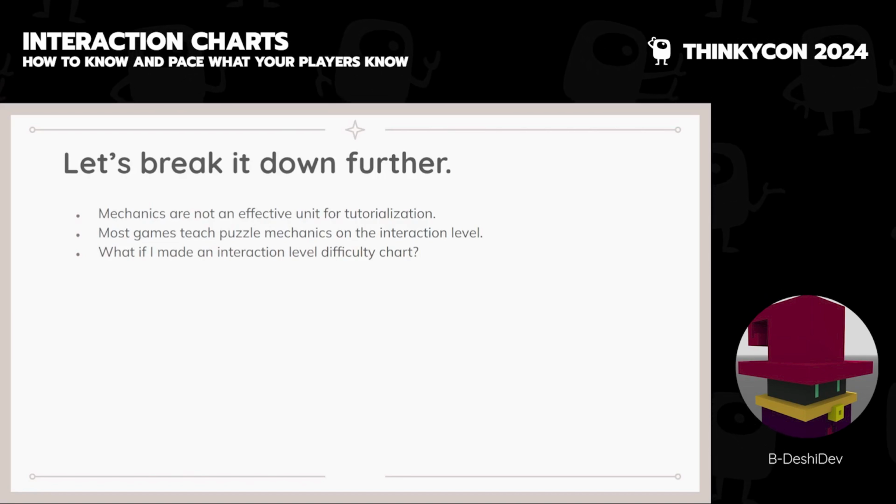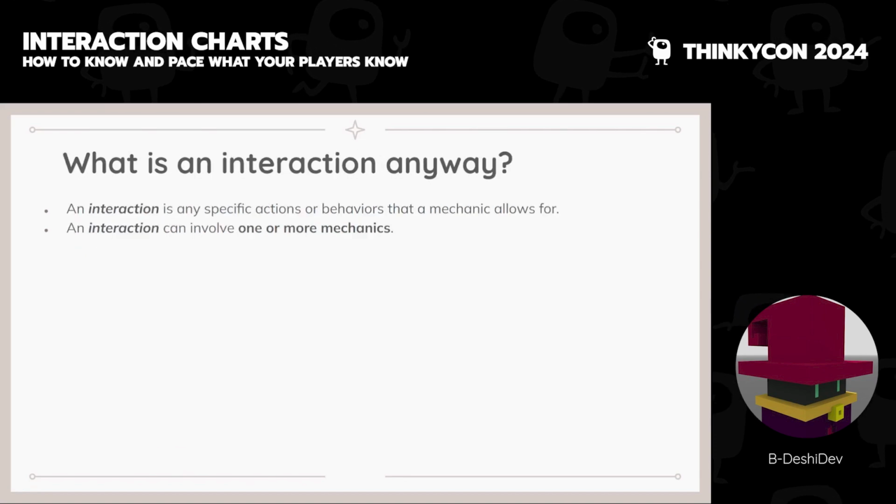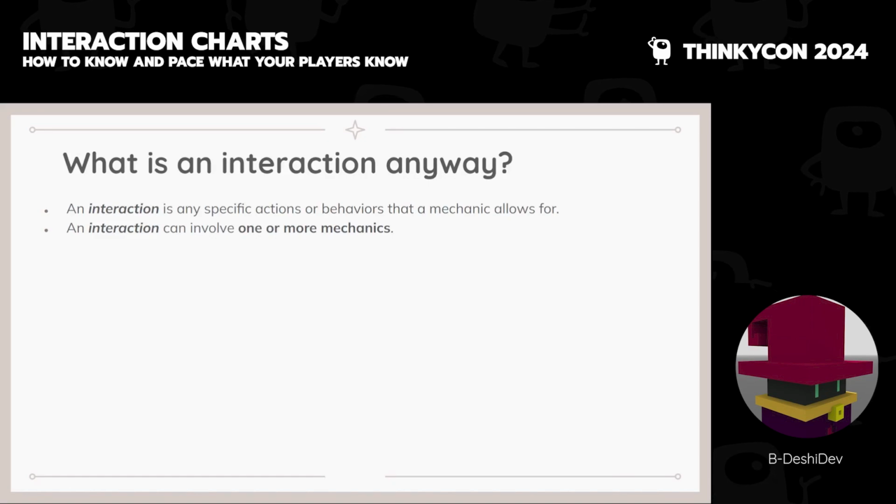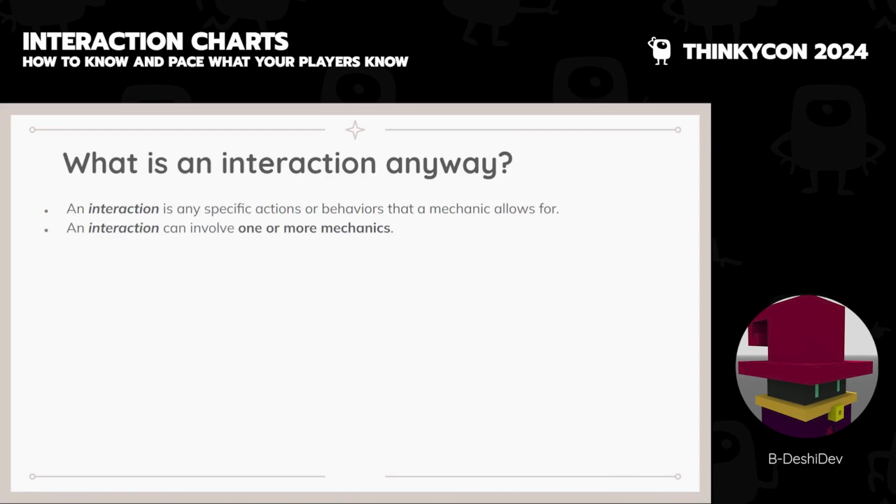So what if I made an interaction level difficulty chart? Before we proceed, let's define what an interaction is. I'm saying that an interaction is any specific action or behavior that a mechanic allows for.